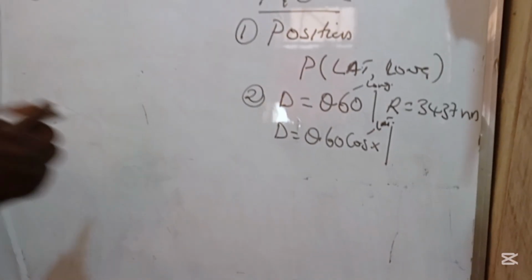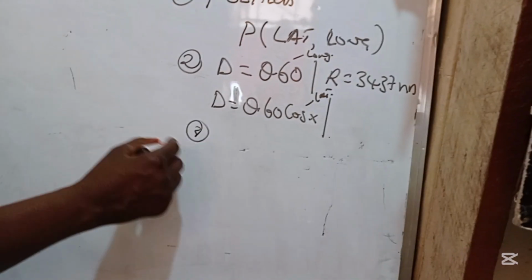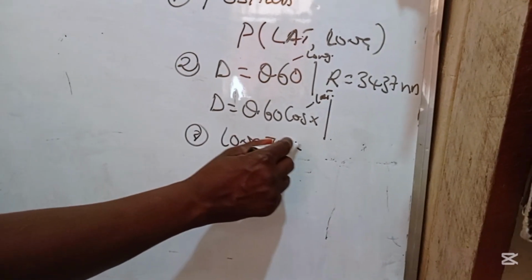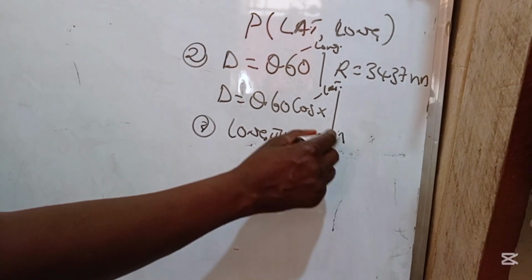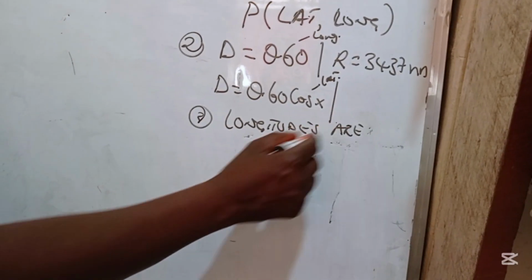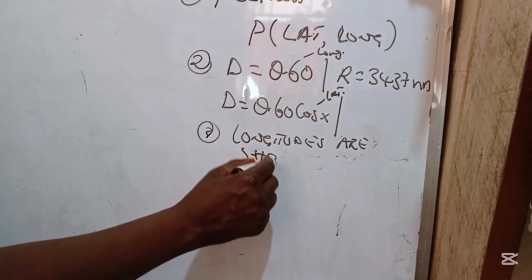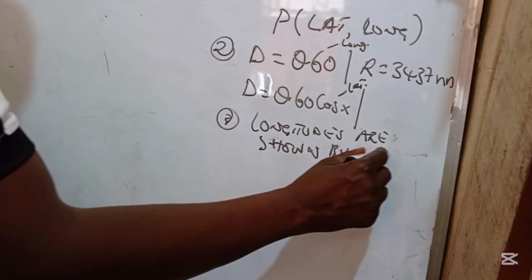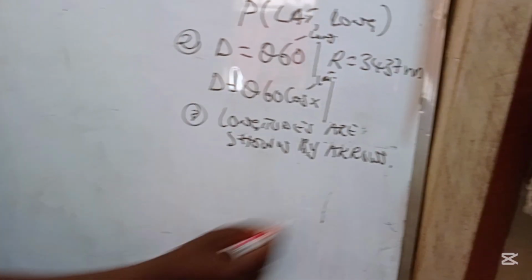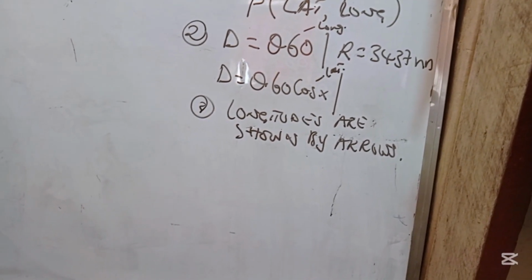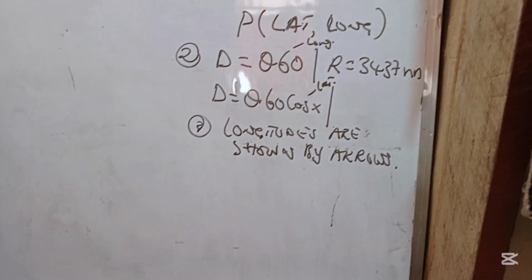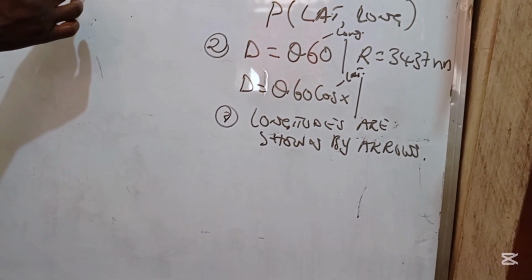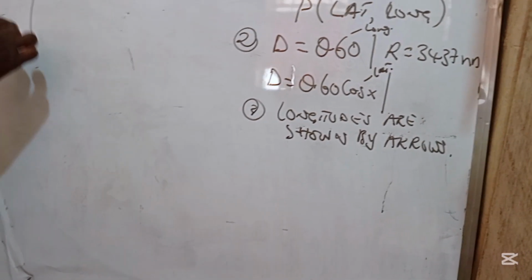What else? There is the word sketch there. Remember, all longitudes are shown by arrows. Please, all longitudes are shown by arrows. So when you are sketching, make sure that longitudes are shown by what? Arrows. The first thing, you have to draw the Earth surface.